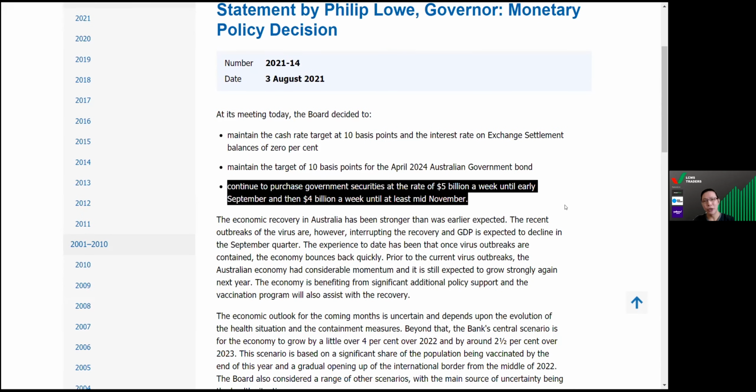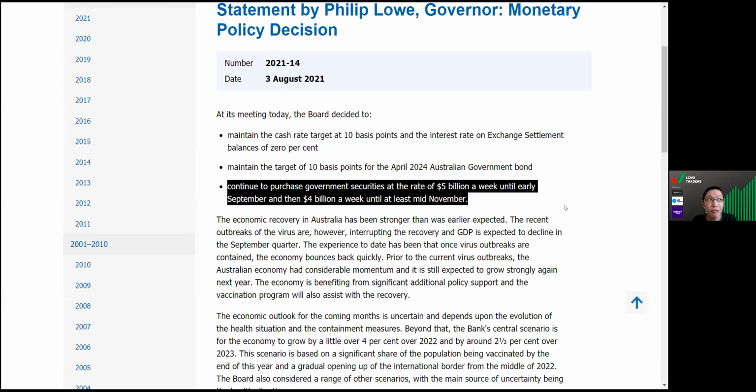Okay, so previously, last month, right? Was it last month? Yes, it was last month. So the central bank actually announced that they are going to extend QE by 2 months. Once the current round of QE ends in early September, they will be continuing QE at a reduced rate of 4 billion a week.